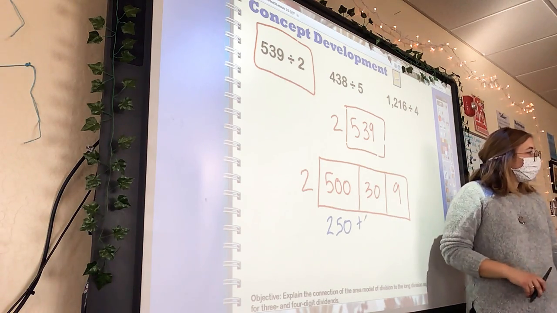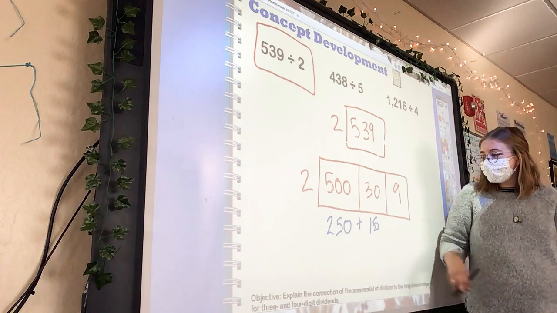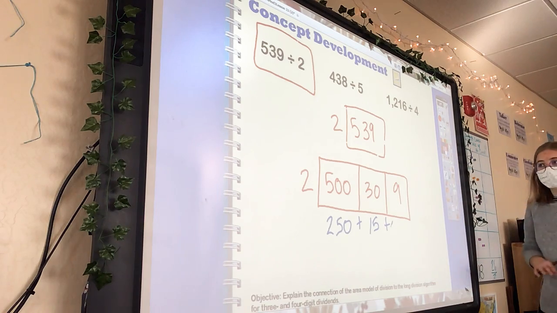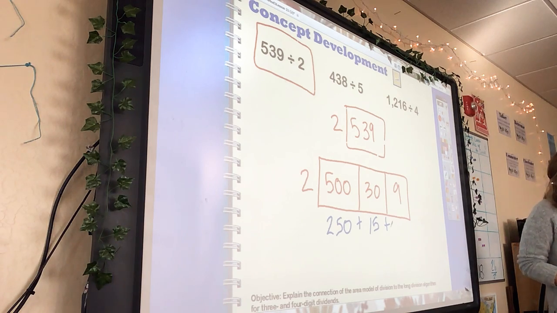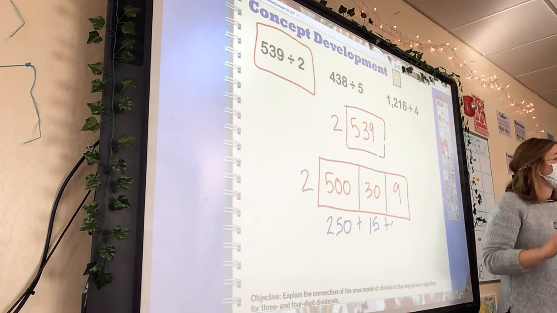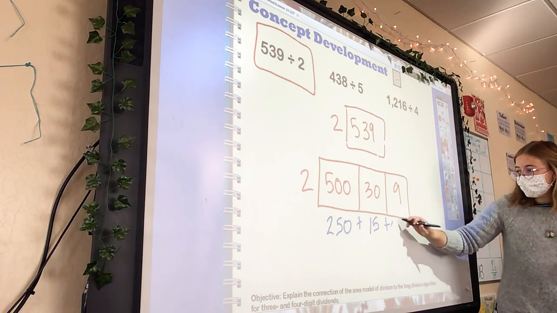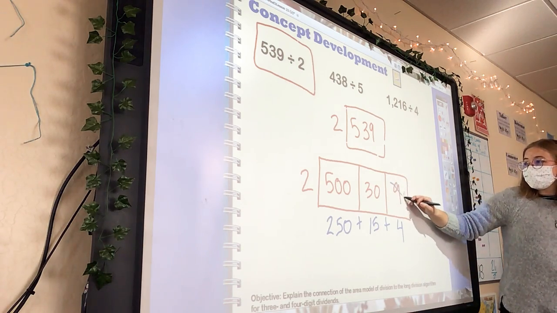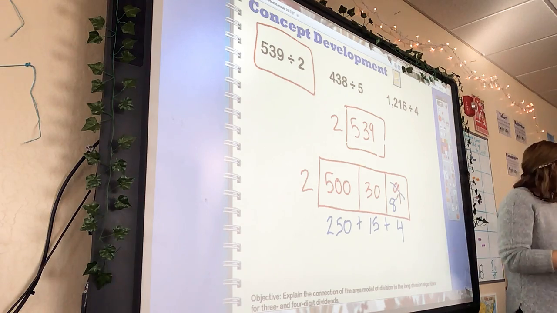Plus, what's 30 divided by 2? 15. Good. Plus, and you're probably all going, hold on, Miss Wade. We just said 9 isn't divisible by 2. Okay? But it's going to be a number less than 9. What number is close to 9 that is divisible by 2? 8. Yes. What is 8 divided by 2, Nora? 4, yes ma'am. So, put 4. Cross out this 9 and put an 8, or erase it or whatnot.